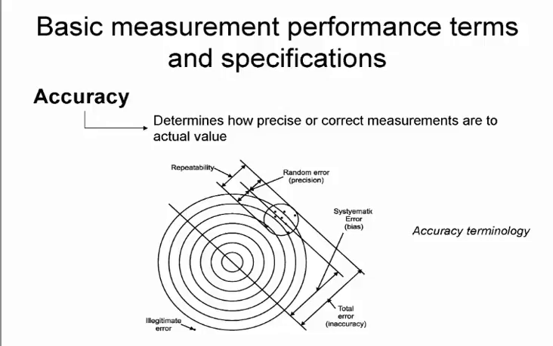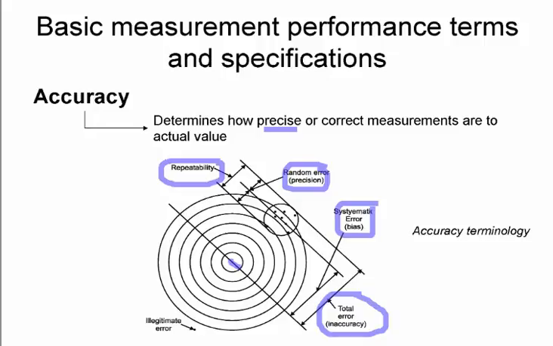things like accuracy. Accuracy determines how precise or correct the measurement is relative to the actual value. So if this is the value that we try to measure, then we can have a certain systematic error or bias. On top of that, we can also have some random errors in terms of precision, and then we might also have a problem with repeatability of this measurement. So all of that makes up the total error, the inaccuracy that we have in our measurement. So this determines the precise or correct measurement, how that is with respect to the actual value.